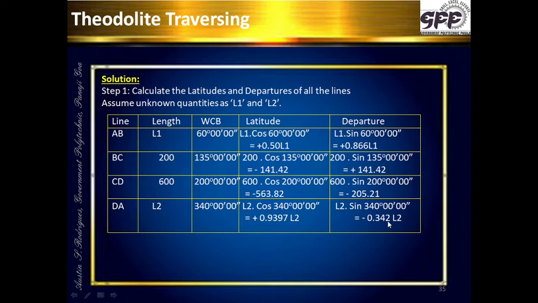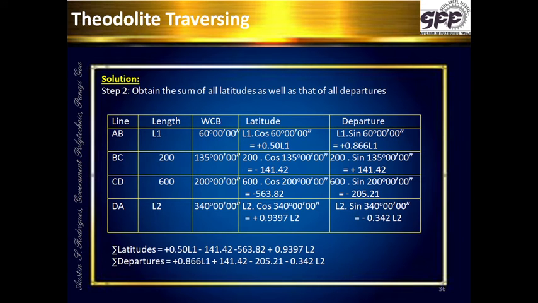So now what we have done is we have calculated all the latitudes and departures. Obviously some with the unknowns, but we have computed them in terms of unknowns or in the relative figures. Coming to the next step, step number 2, obtain the sums of the respective latitudes and the respective departures.